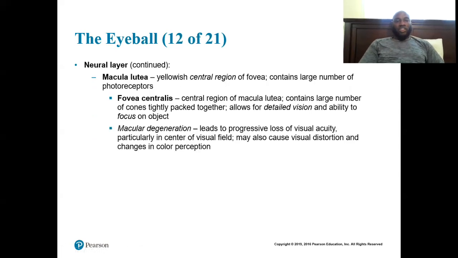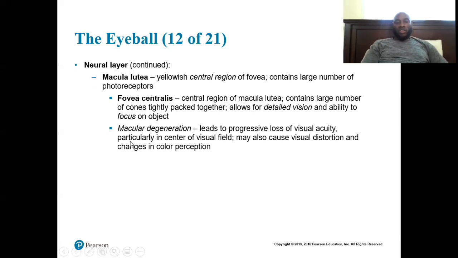We also have the macula lutea, the yellowish central region of the fovea, which contains a large number of photoreceptors. The fovea centralis, the central region of the macula lutea, contains a large number of cones, tightly packed together. This allows us to have detailed vision and to be able to focus on an object. Fovea, focus, think of focus.